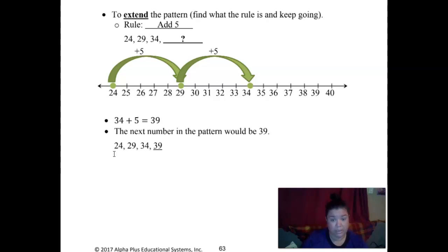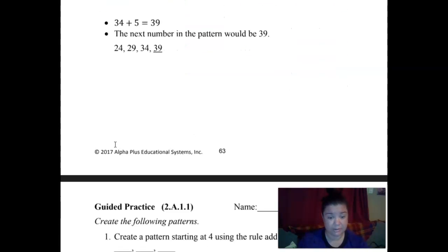So here's our numbers, 24, 29, 34, 39. What if we added 5 to 39? If we extended this pattern, what would be next? 40, 41, 42, 43, 44. So 44 would be next. So you just keep adding 5. The adding's a lot easier, isn't it, than subtracting? Yeah, but you'll be okay. You just got to practice. That's why we're doing this.